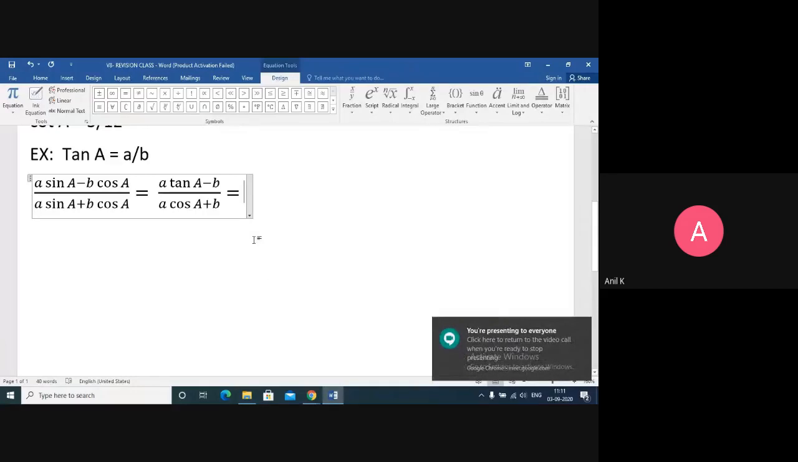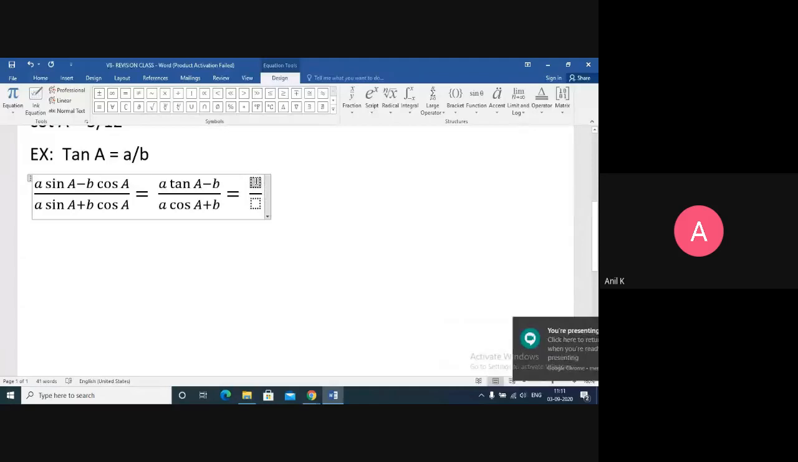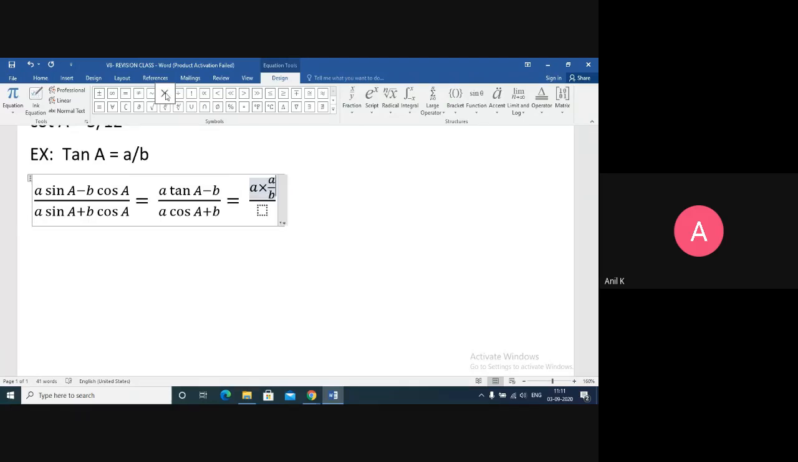Now I can substitute tan A value directly here. Wherever you see tan A, substitute. So you have here A into tan A. So tan A is nothing but A upon B, minus B. Here I wrote cos by mistake. It should be tan. Sin upon cos is tan. So here also A multiply with A upon B, then plus B. So simplify this one and see what you get.